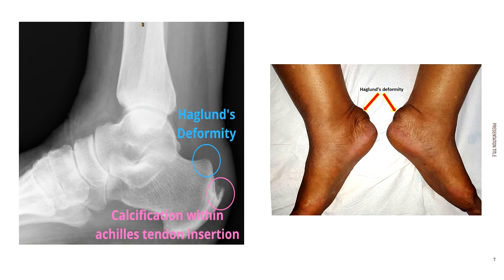This X-ray shows a patient who is unfortunate and has both these entities, and like I mentioned, it's fairly common to have an overlap and simultaneous affliction with more than one of these entities. So at the top, you can see the Haglund's deformity, which is a bony abnormality at the posterior superior tuberosity of the calcaneum. Lower down, you can see there is a spur and there's also some calcification within the insertion of the Achilles tendon.